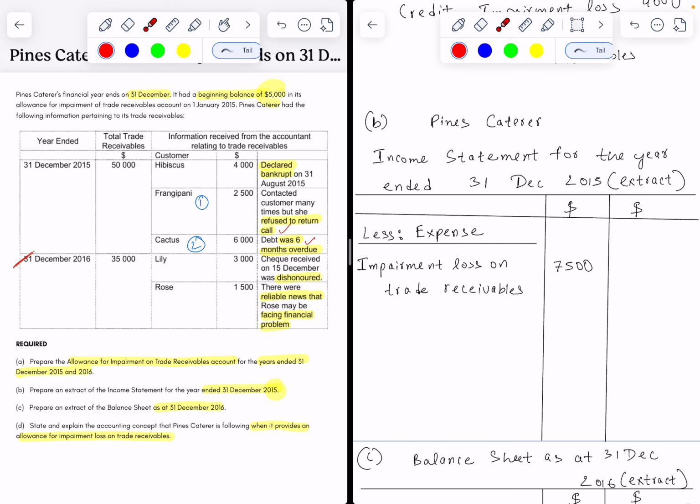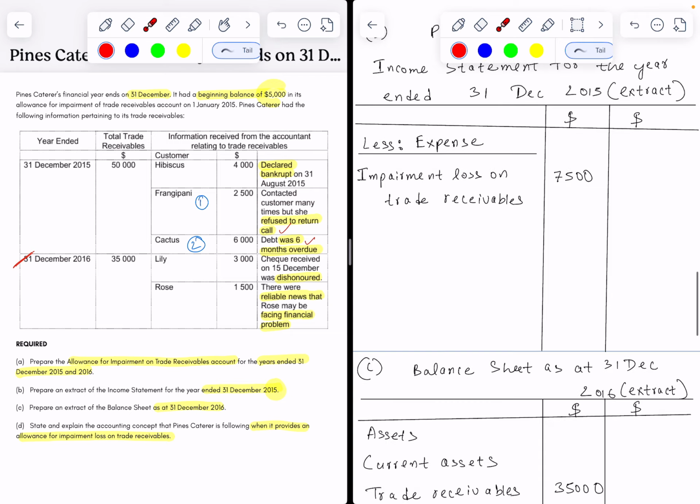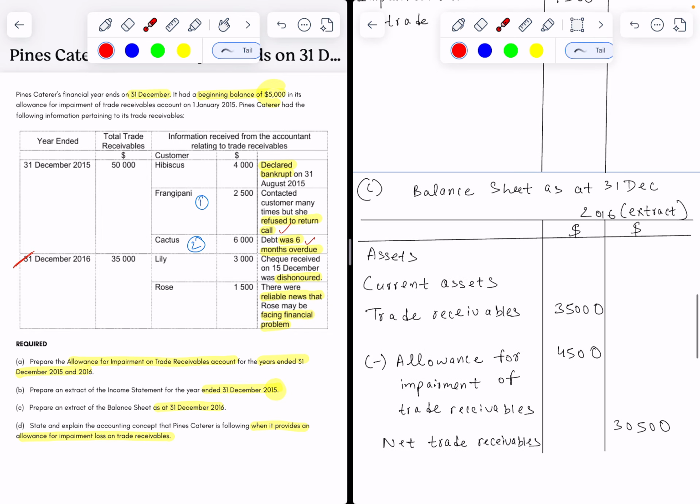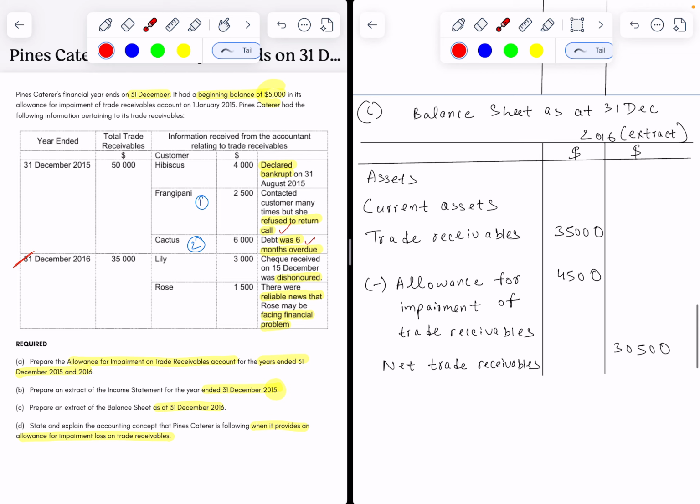Now, if you go to this next part of the question, where we are required to prepare an extract of the balance sheet at 31st December 2016. This is the next financial year. So an extract of the balance sheet is going to look something like this, where we prepare the assets section, specifically the current assets section, because trade receivables are credit customers of the business and they're current assets, because we look forward to collecting the money that they owe us from them as soon as possible. That is why they are current assets.